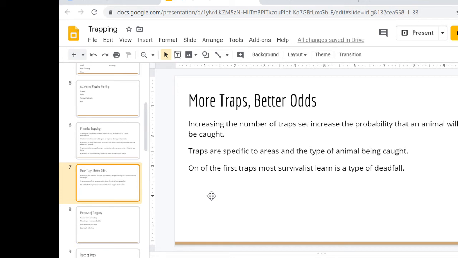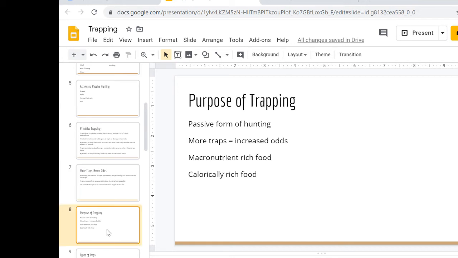More traps, better odds, increasing your odds. And then purpose of trapping, passive form of hunting. It can also be used actively. More traps, increase odds. We're looking for macronutrient-rich foods, primarily protein and fats. So your ketogenic diet. A lot of the animals that we're trapping are not going to be high in carbohydrates, but we're going to get a lot of protein, a lot of fats.